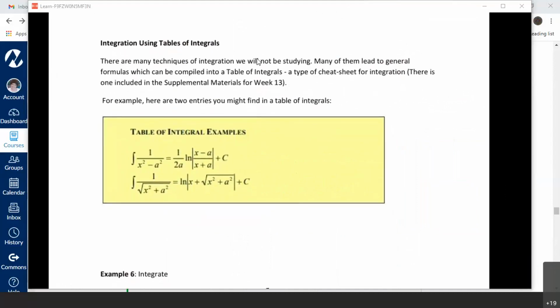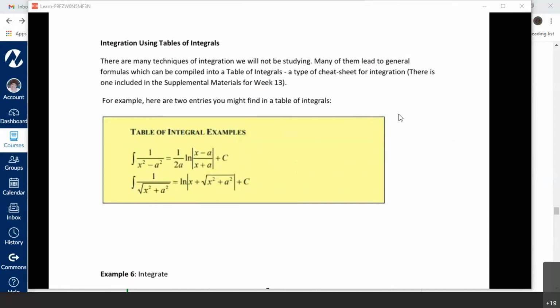Okay, so again, this is an understatement. There are many integration techniques we're not going to be studying. Why? Because they typically don't show up in business type problems. Most of the complicated integral type things show up in physics and engineering type of problems, and so we're not terribly interested in those in this class.